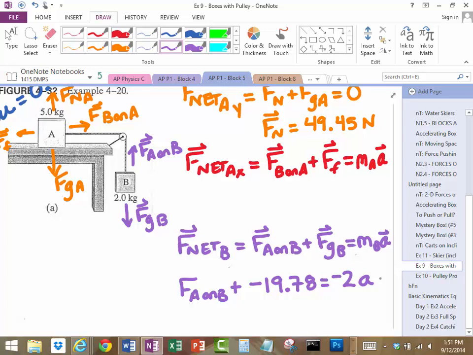Down here, because this is box B, and if we look at the picture, box B is going to go down. So the acceleration is going in the negative direction, which somebody told me that is going to be negative. Is that okay? Okay, yeah. Keep asking questions. If you're not sure, absolutely ask them.